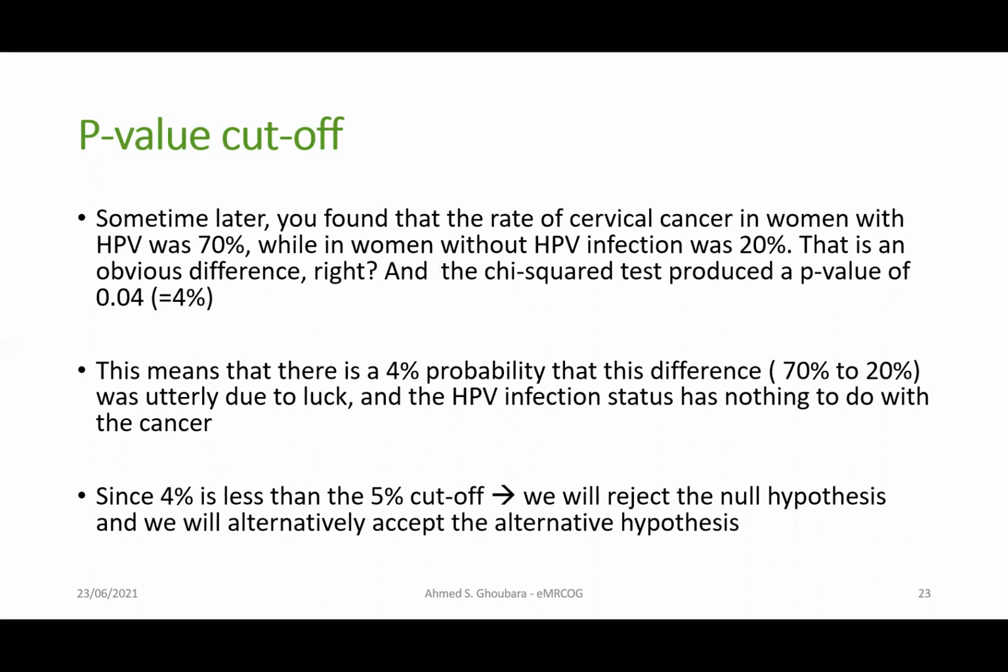Suppose that at some point later on, we found the same example, exactly the same example, but this time the p-value is 4%. So this means that there's a 4% probability that this difference, 70% to 20%, was utterly due to luck. Well, 4% isn't much, yeah? It's less than the 5% cutoff. So it's a small probability, less than 5% probability that this is a fake difference.